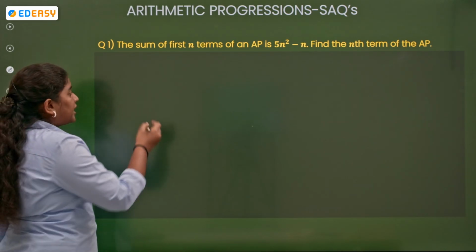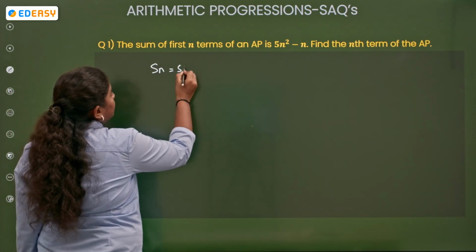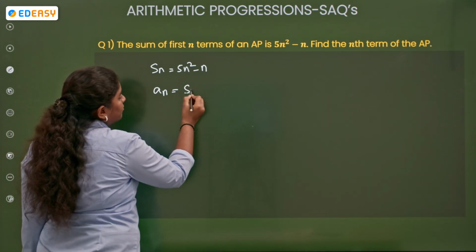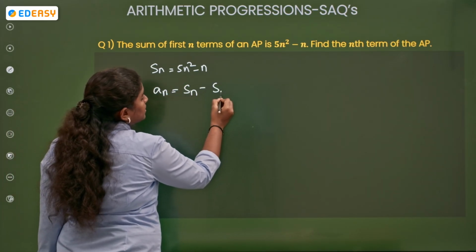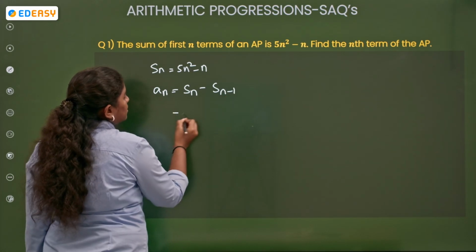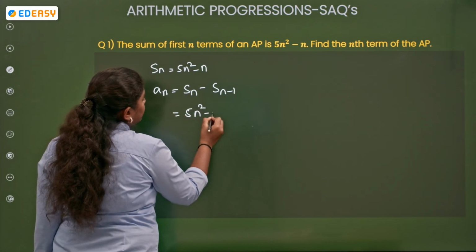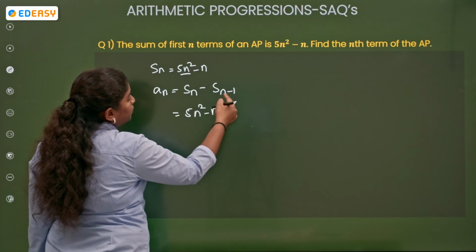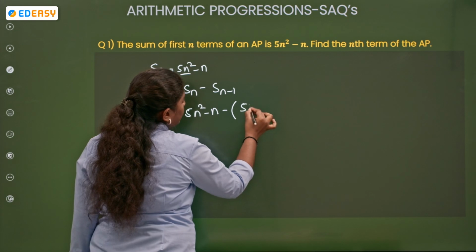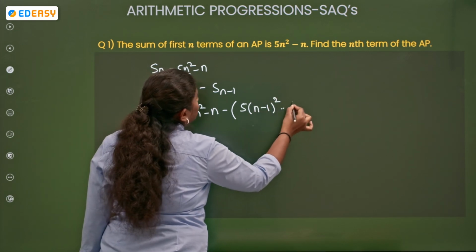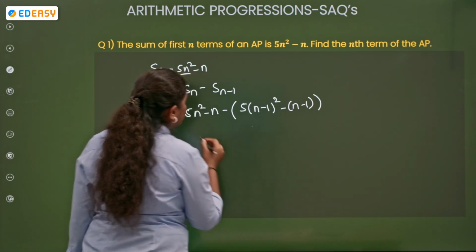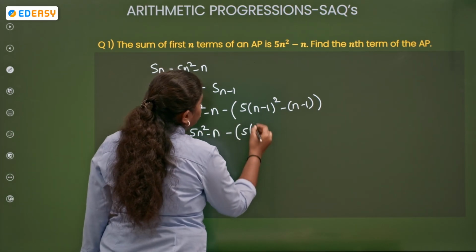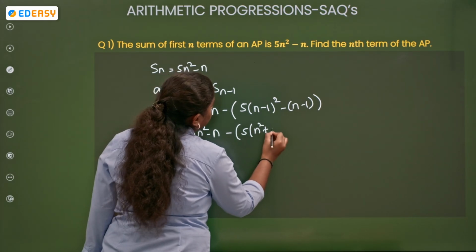I will help you. They gave that Sn equals 5n square minus n. Now, the nth term is given by taking Sn and subtracting the sum of n minus 1 terms. So Sn is 5n square minus n, minus Sn minus 1, which means in the place of n you take n minus 1. So 5 into (n minus 1) square minus (n minus 1). Clear?